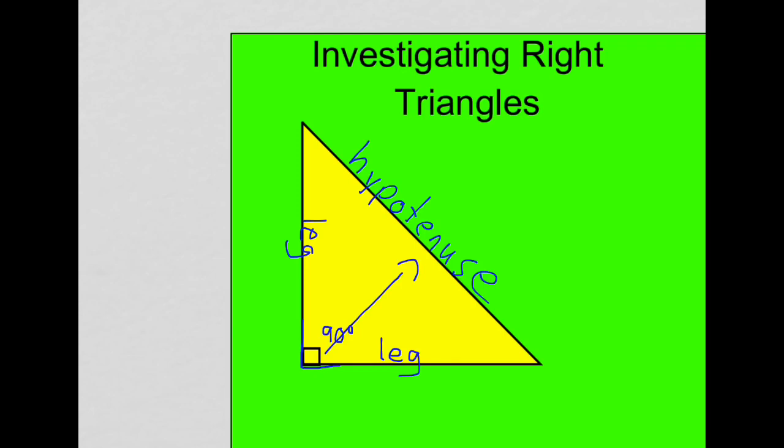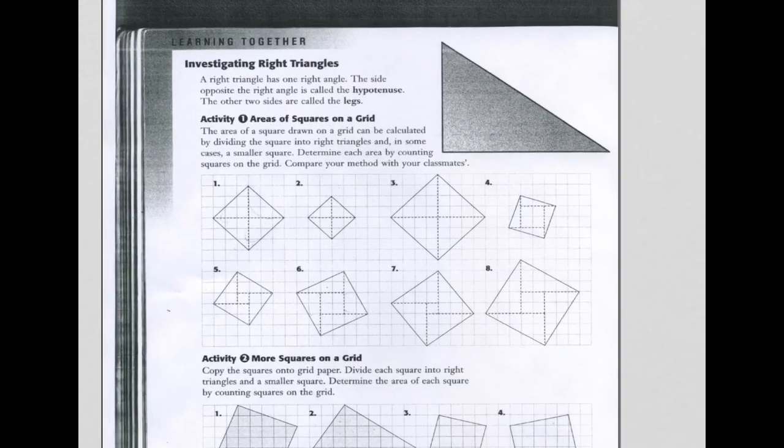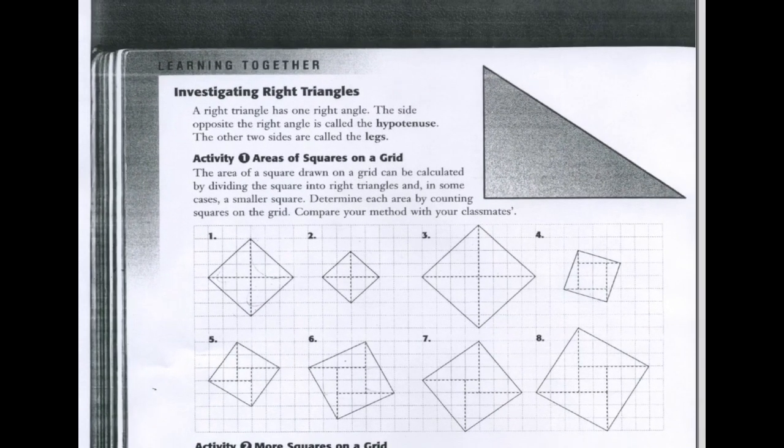Now, what we're going to do today is basically an activity where you do some counting and discovering of area of some squares, and you're going to connect that to right triangles. So I'm going to flip forward to this page, and you can see this page has the information we just talked about on right triangles. But we're going to do activity 1 together right now.